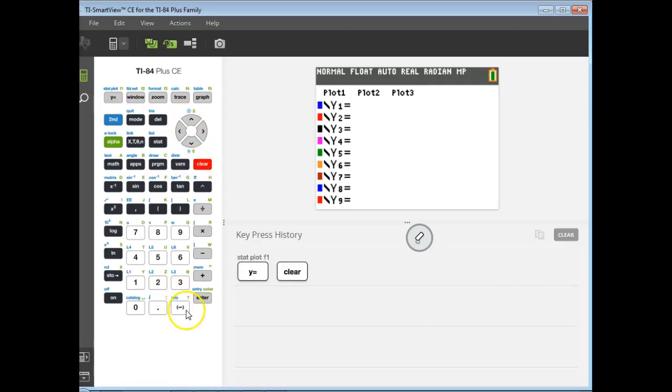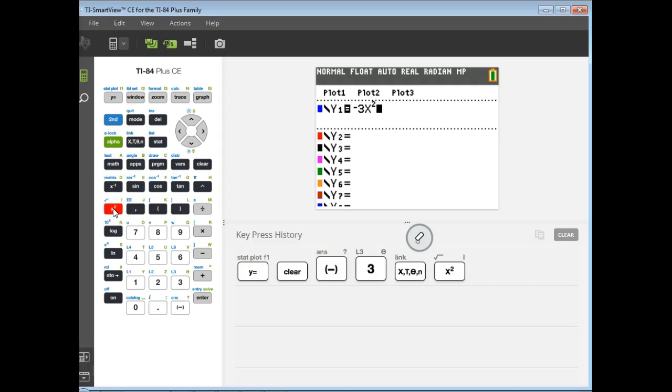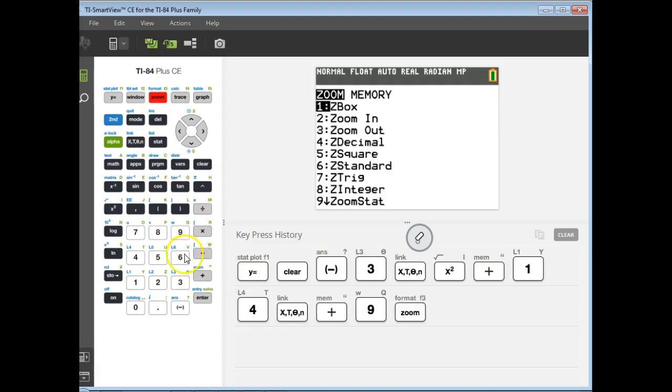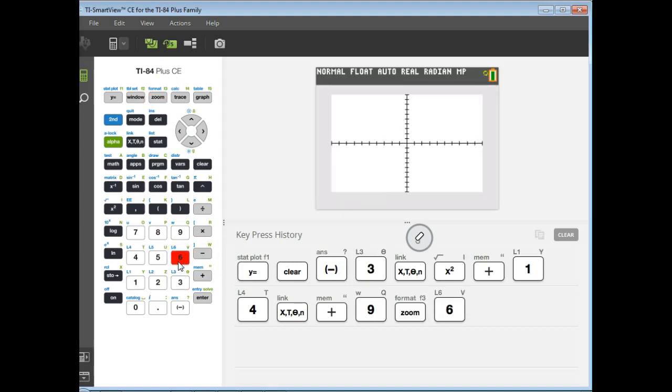Alright, so -3x squared plus 14x plus 9. And then I'm going to start with zoom 6. That's the standard window. Okay, not a great window.